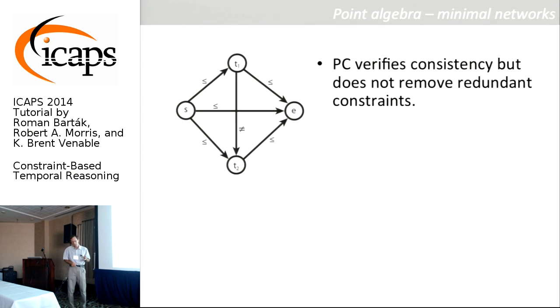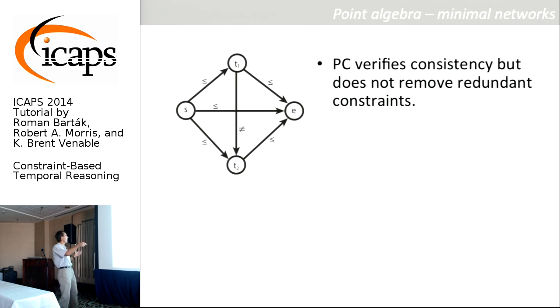So what we know is that path consistency can verify whether the network is consistent. But it does not mean that it removes all inconsistencies from the network. Right? So let's look at this simple network. 4 nodes, S, E, T1, and T2. And we have this relation, smaller or equal. Does not equal means smaller or greater. And smaller or equal relations here. If you apply path consistency to this network, the answer will be yes, it's consistent. And no primitive relation will be removed.